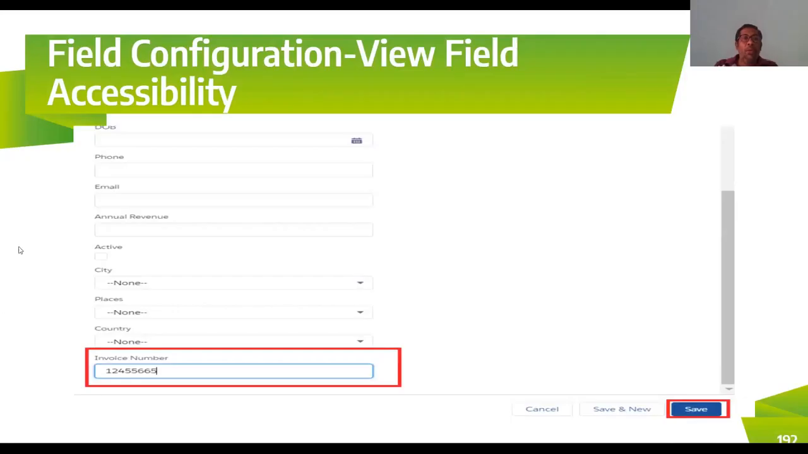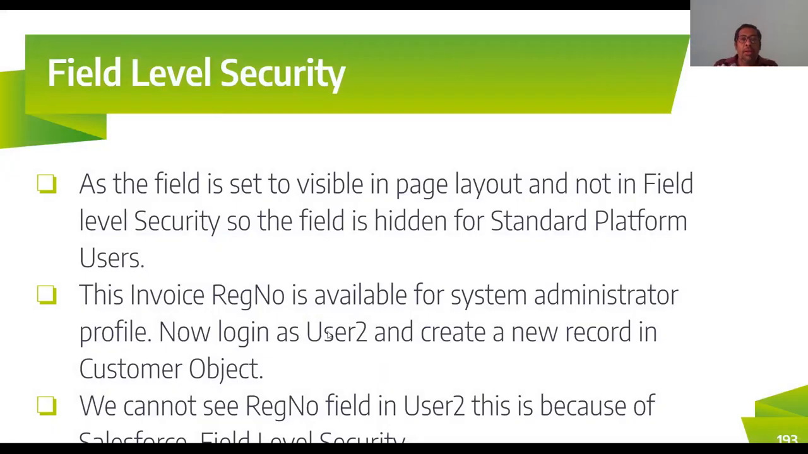Fine. Now, what do we do after this? We can check by going to the App Launcher, going to the app, opening the invoice object from the nav bar, and then clicking on the New button. You get a UI interface. There you can see that for the system administrator profile, the field will be visible, whereas for the standard platform user, it will be hidden. Now you can enter the data and save it.